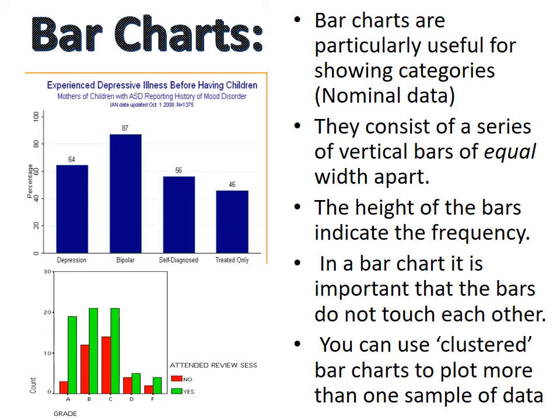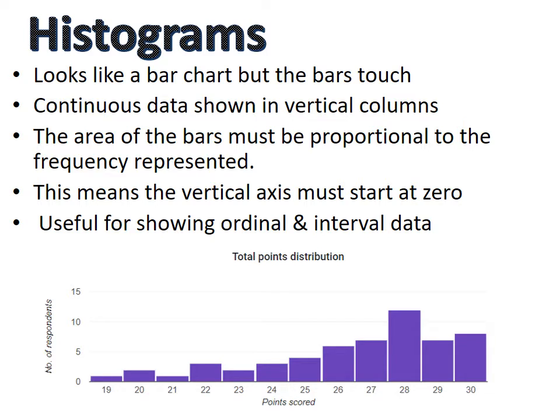So it's very, very important, as I say, that the bars don't touch each other, because if they do, then they become a histogram. A histogram looks like the bar chart, but the bars touch. Okay, there are tiny gaps here, but you see what I mean. Histograms are used to show continuous data. So you can see a sort of spread over a continuous scale.